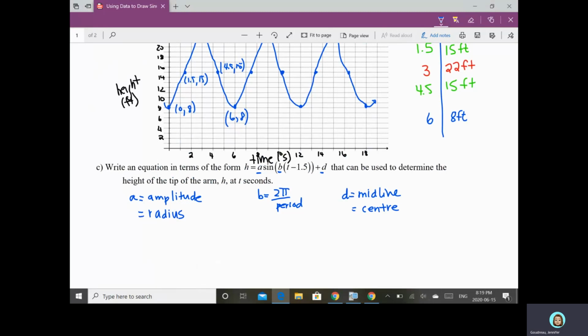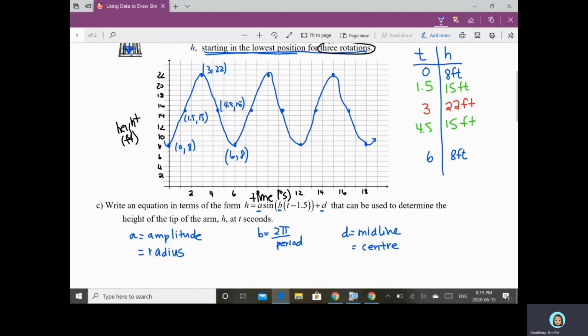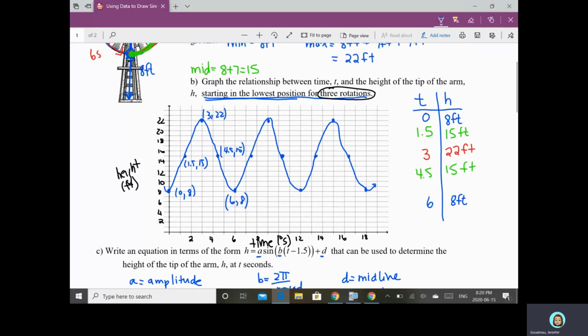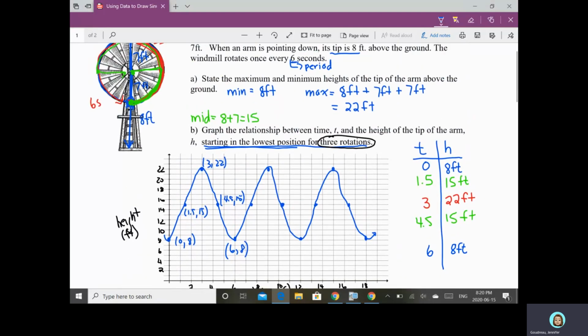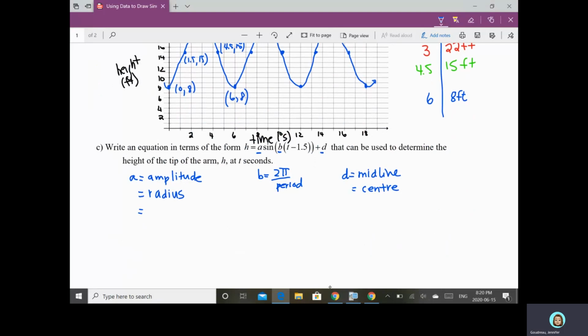So when we look for A here, we want to calculate the amplitude. We could go maximum minus the minimum divided by 2. So we could go 22 minus 8 divided by 2 and get the amplitude that way. Or we could simply look at what the radius is. The radius in this question is 7. It was given to us. Our amplitude then, our A value, is going to be 7.